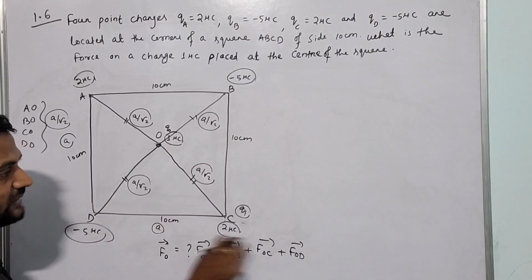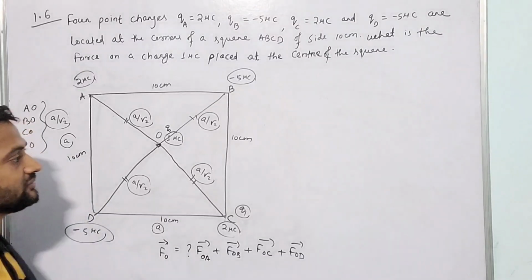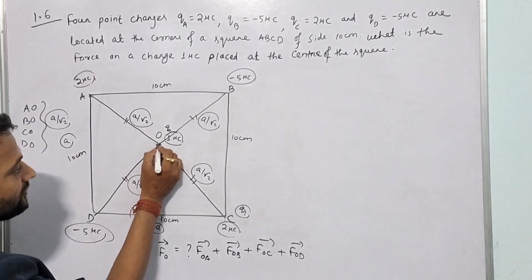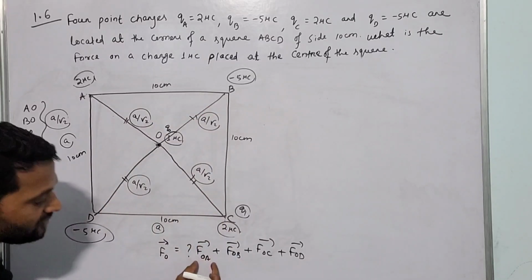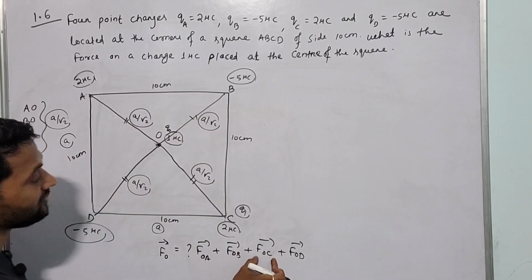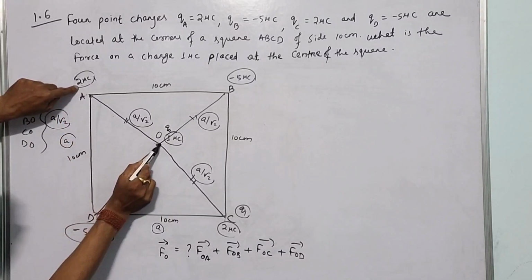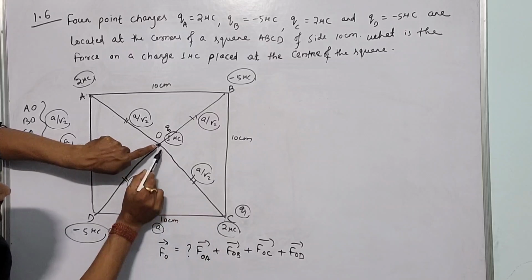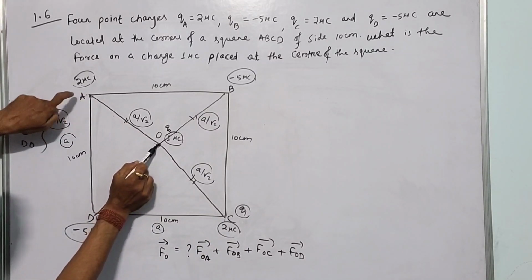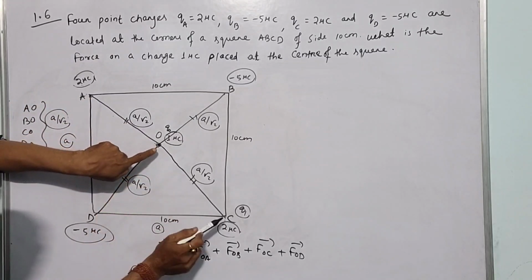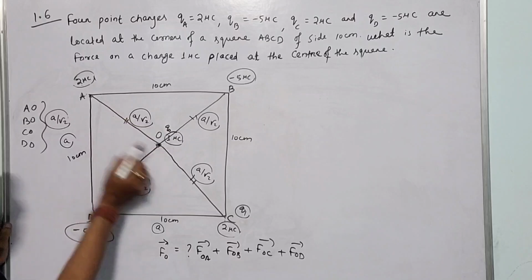So without calculating the magnitude of the individual forces we can get the answer within 10 seconds. Just listen carefully. We will find the force on O due to individual charges. See, the force on O due to A will be equal to the force on O due to C. Because look, this charge is 2 microcoulomb, this is 1 microcoulomb, this is also 2 microcoulomb, this is 1 microcoulomb. That means the force on 1 microcoulomb due to A will be equal to the force on 1 microcoulomb due to C. The magnitudes of both are equal, and what will the direction be?